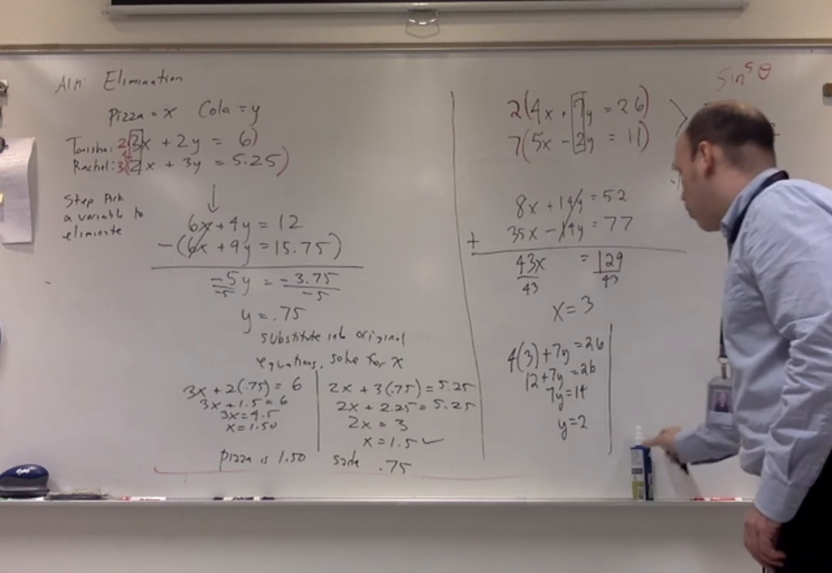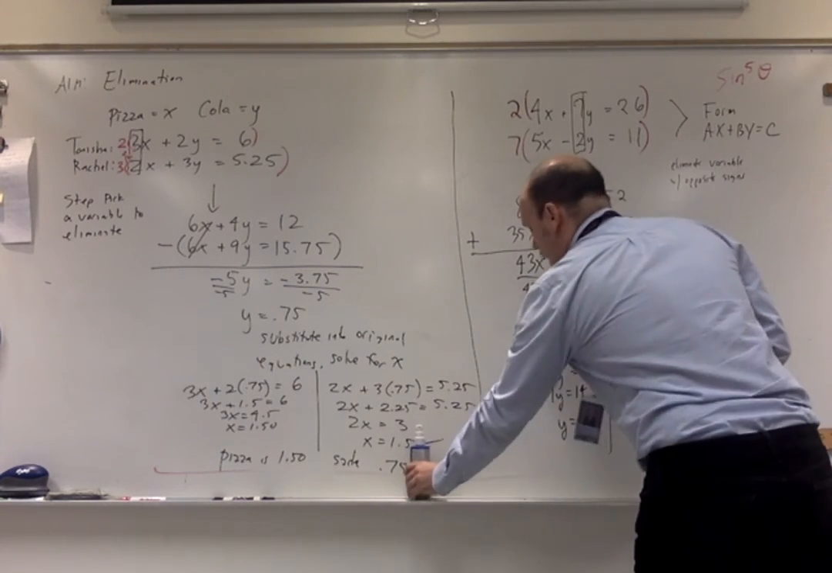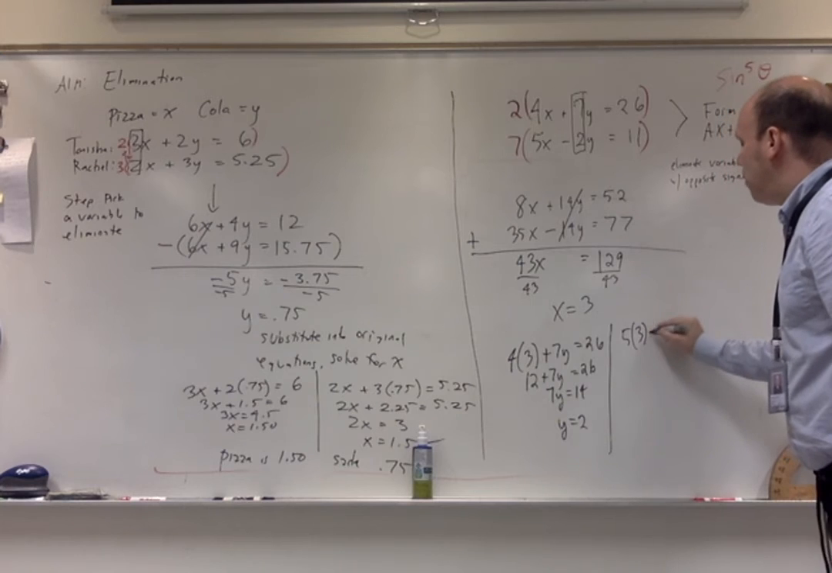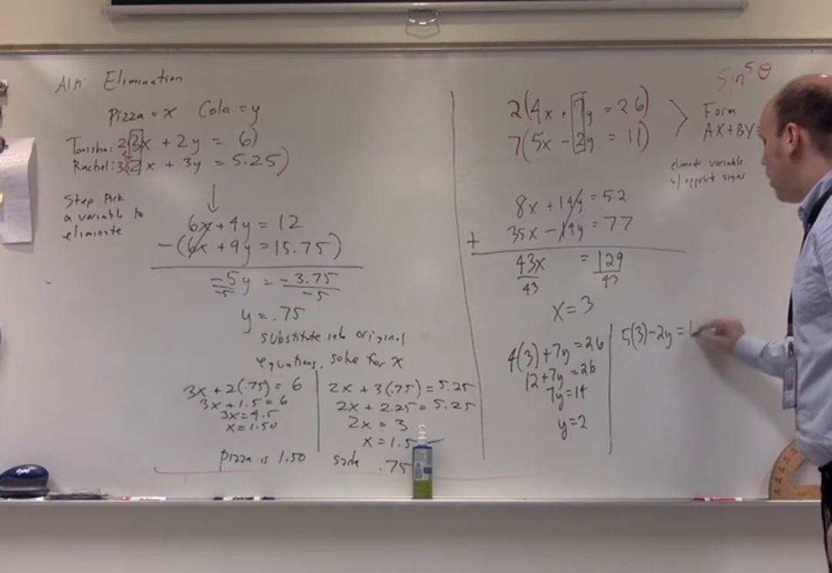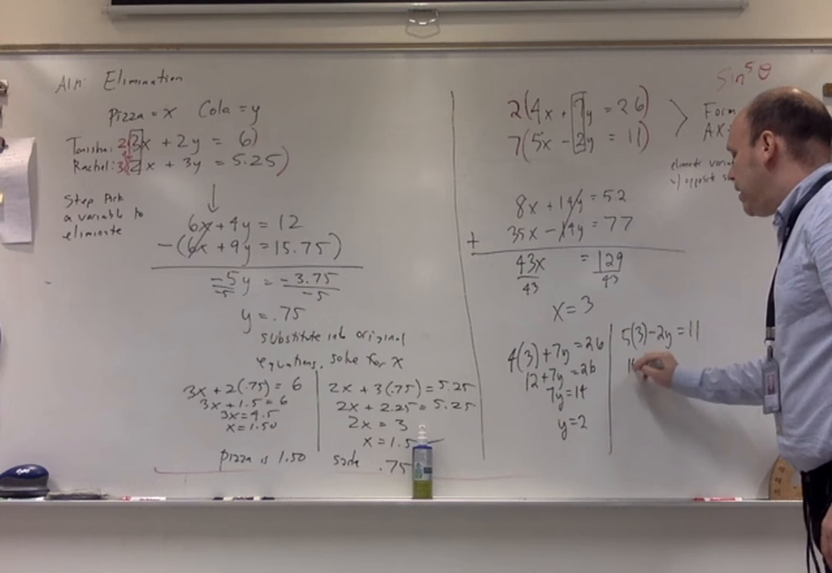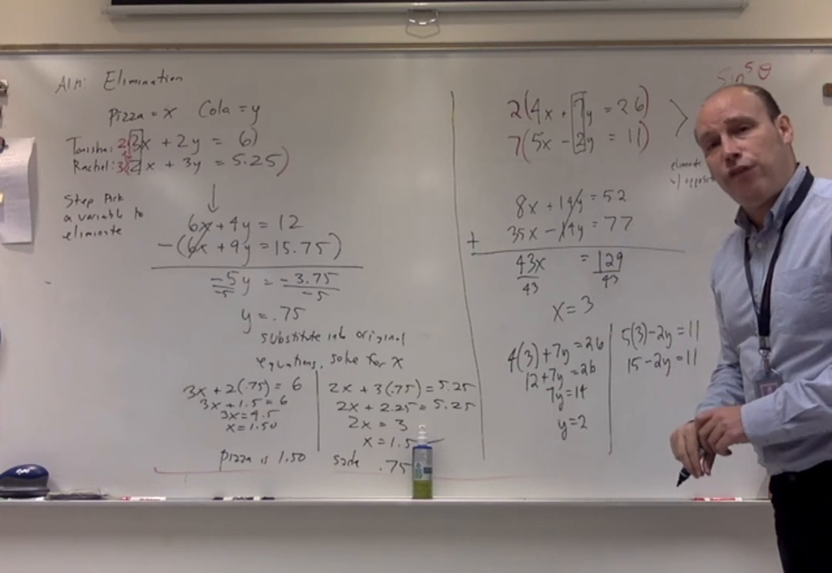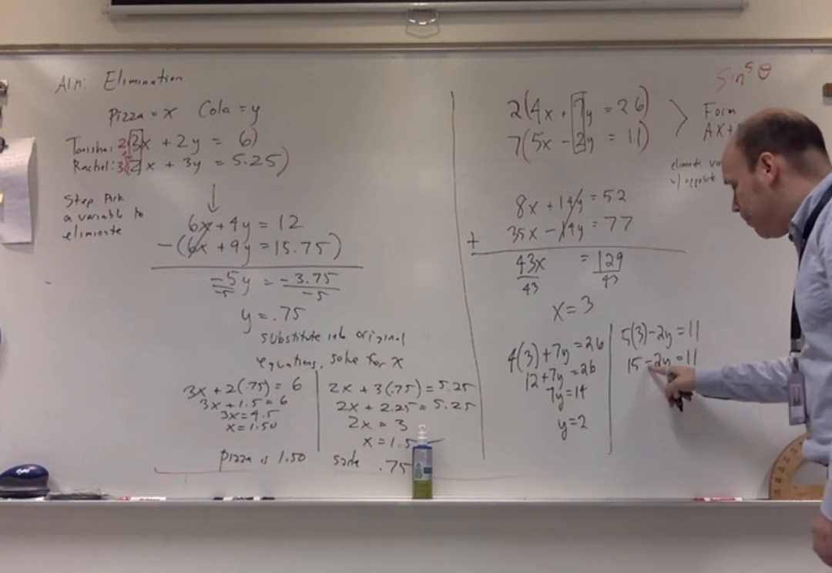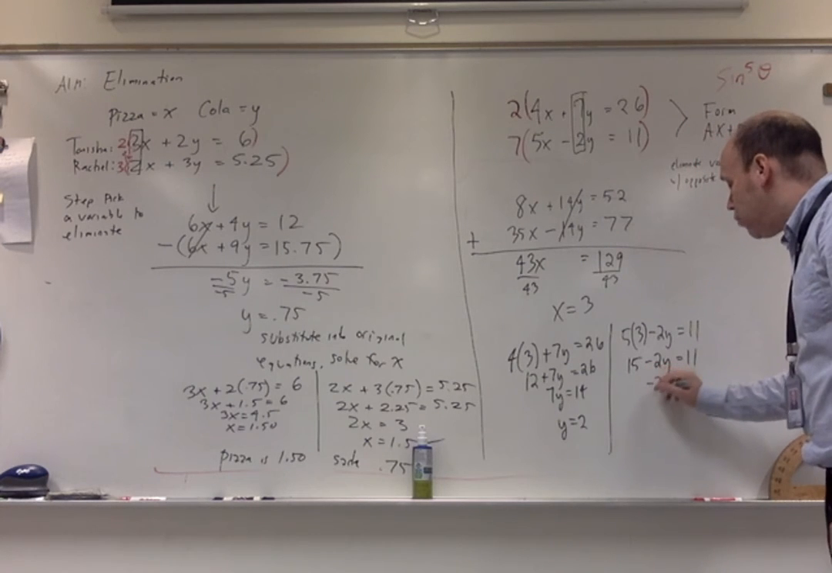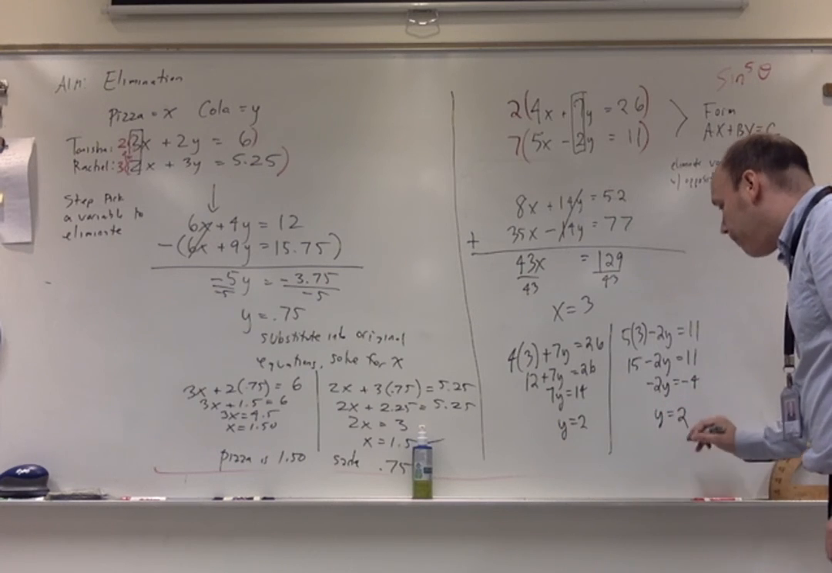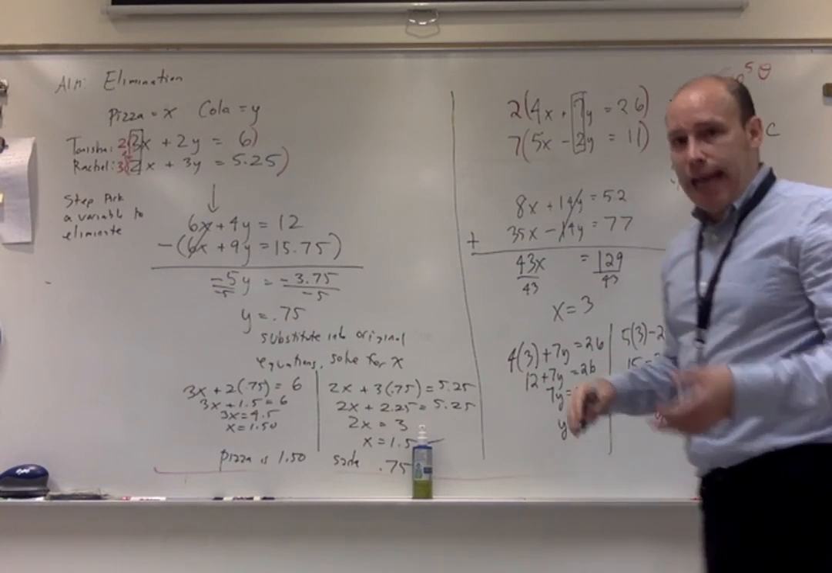Let's check it in the other equation. 5 times 3 minus 2y equals 11. 15 minus 2y equals 11. Subtract 15 from both sides. Keep the negative. So it's negative 2y equals negative 4. Y equals 2. So this is the idea of elimination.